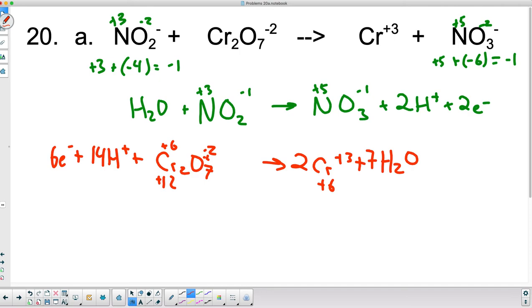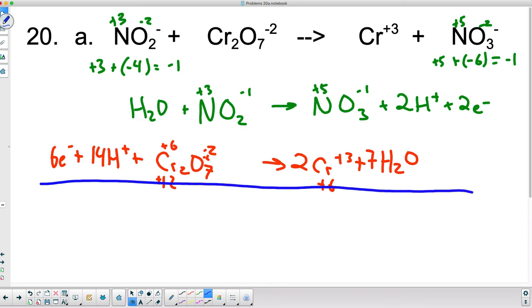Okay, so we're ready to put them together. Now this is going to be a little bit easier than normal, because I have 6 electrons on the bottom on the reduction, and I have 2 electrons being transferred on the oxidation, which means this whole top thing here, I'm going to multiply all of it by 3, and that will give us 6 and 6. Okay, now that's good.